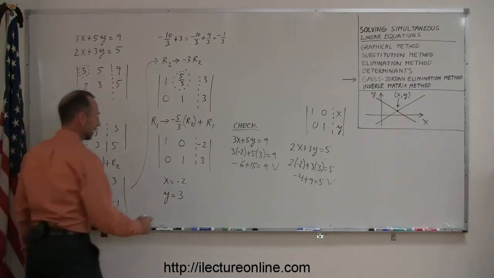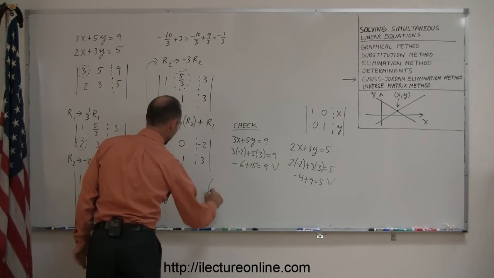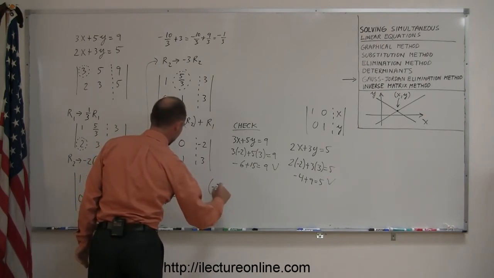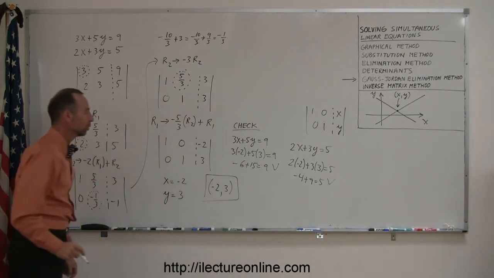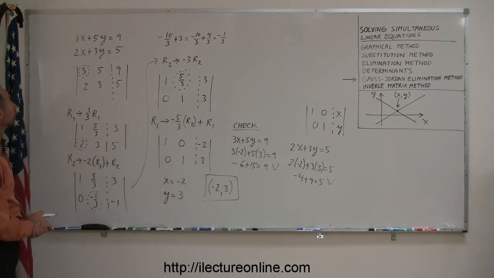And those are the x and y coordinates. You can also write it like this. X equals -2, y equals 3. There's my solution to those two equations. That's the point where the two equations cross.